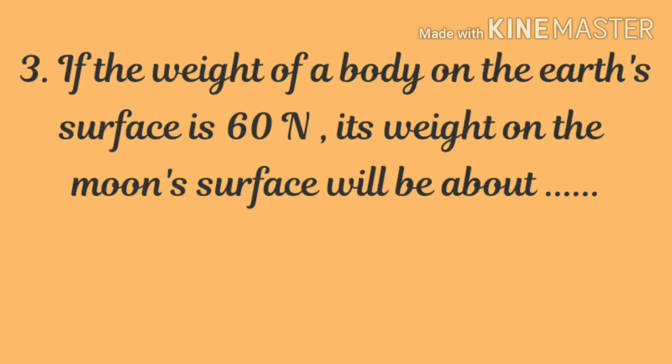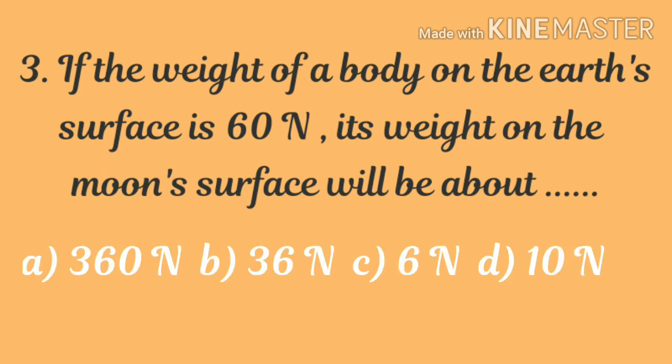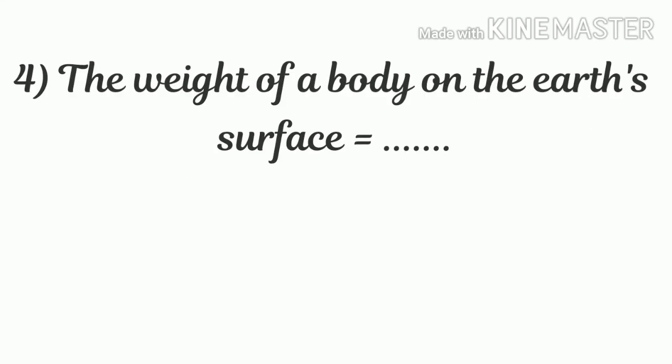Question number 3. If the weight of a body on the earth's surface is 60 Newton, its weight on the moon's surface will be about dash, and the options are A 360 Newton, B 36 Newton, C 6 Newton, and D 10 Newton. Students, we know that the weight of the body on moon's surface is 1/6 of that on the earth's surface. Therefore, correct answer for this question is option D, that is 10 Newton.